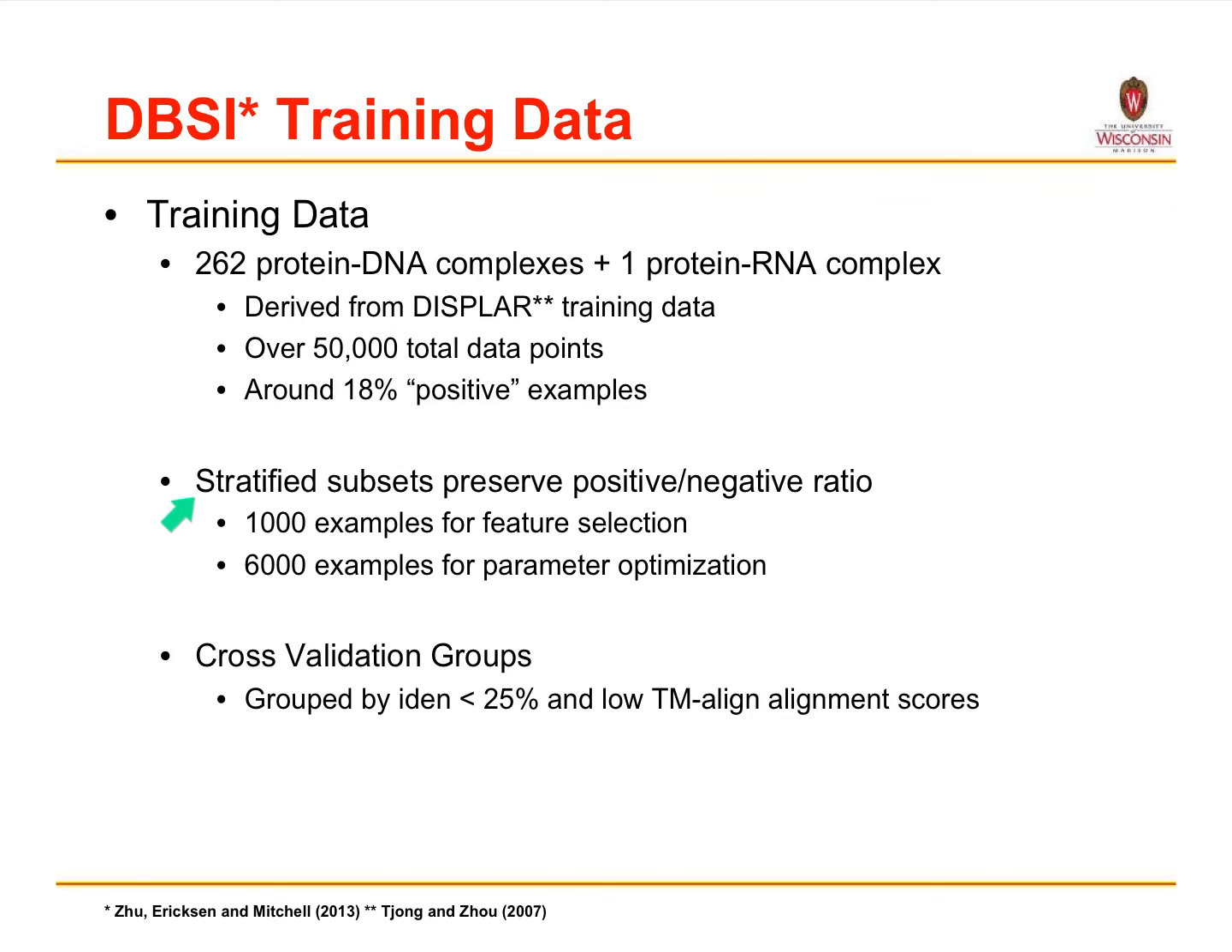So we created what are called stratified subsets. That means that we maintain the ratio of 18% positive examples and 82% negative examples in subsets of the data. We used 1,000 examples just for feature selection, and 6,000 examples for some parameter optimization, because it becomes very expensive to do calculations on 50,000 data points. You want to get some idea of where to look in your feature space for good models, and you can do this using some smaller subsets.